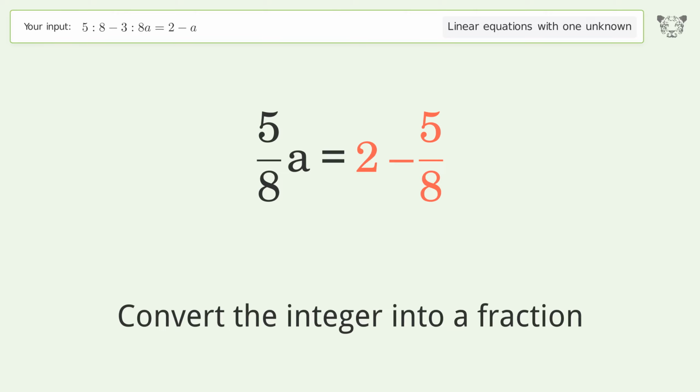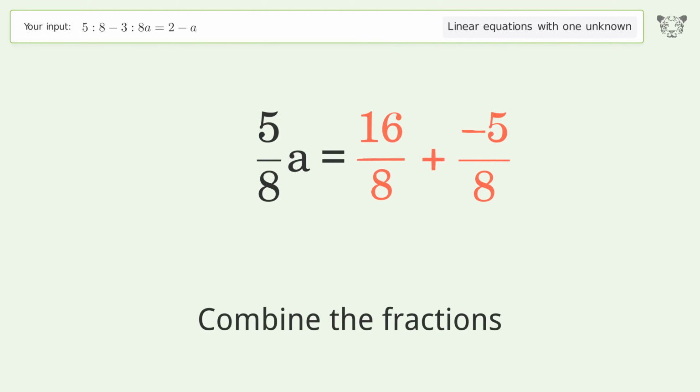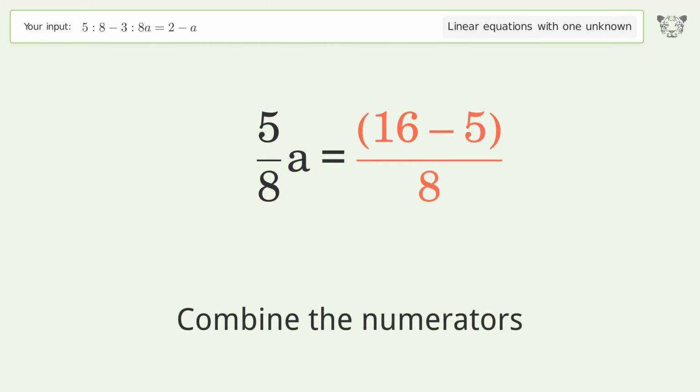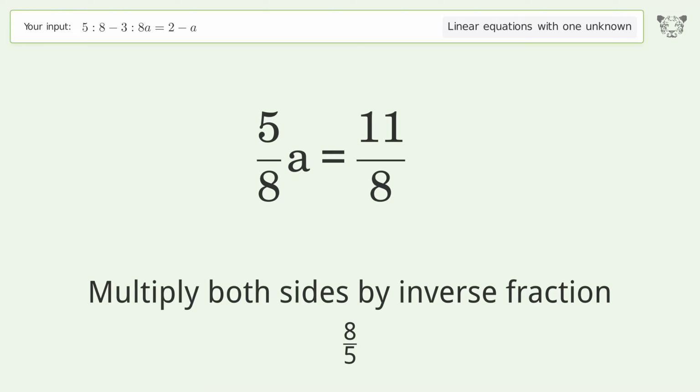Convert the integer into a fraction. Combine the fractions. Combine the numerators. Isolate the a. Multiply both sides by inverse fraction 8 over 5.